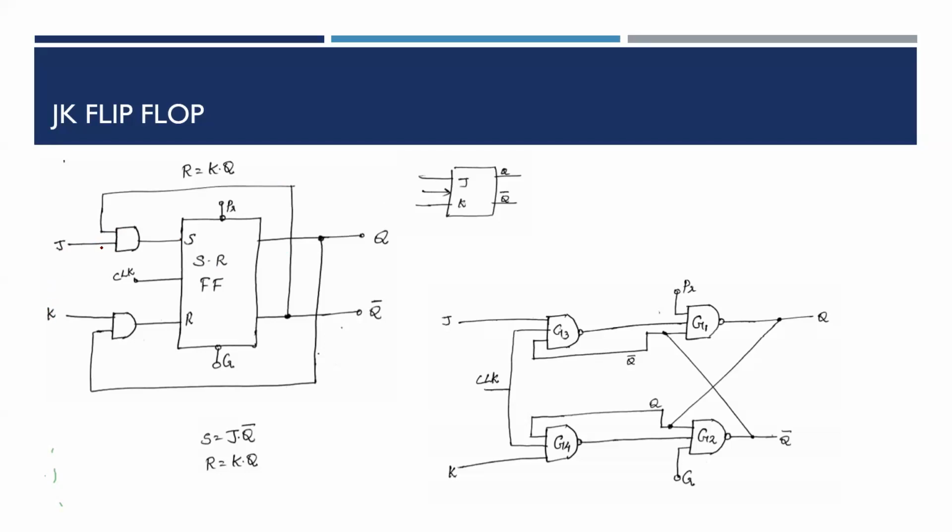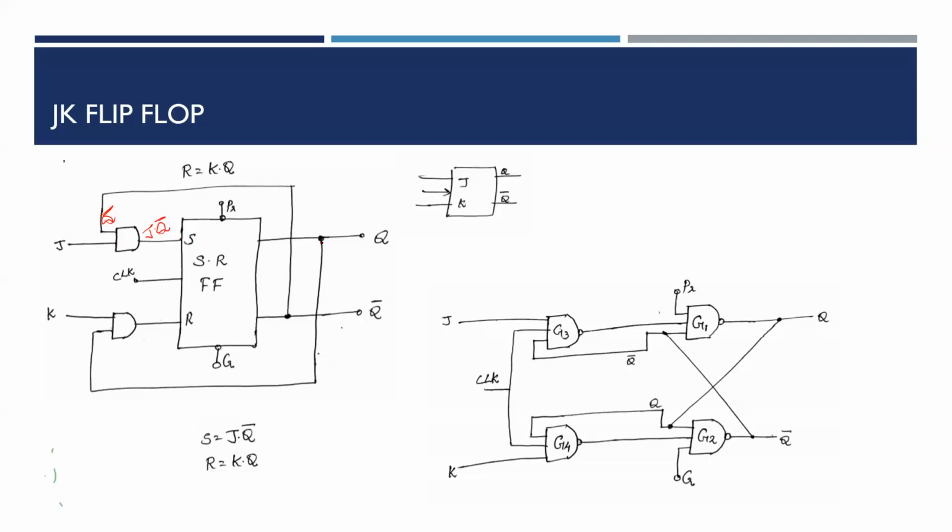This J and Q bar are given to this AND gate. So the output of this AND gate will be J into Q bar. Here we are having Q bar. This is an AND gate. So from this diagram, it is clear that for a JK flip-flop, this is named as S. S is equal to J into Q bar.